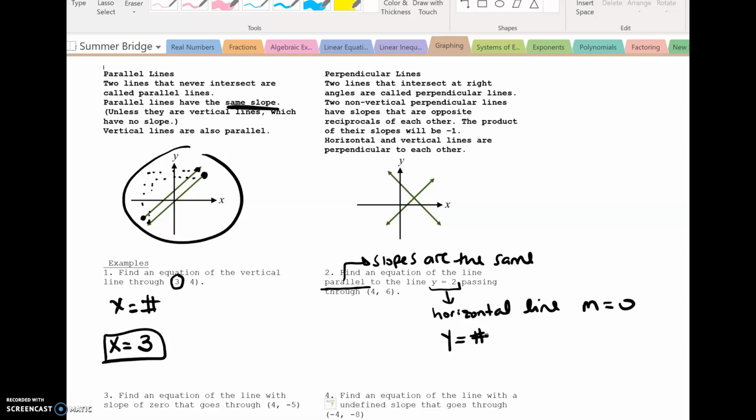Now that we have that, we're going to take a look at the point that it's supposed to go through. The point that it's supposed to go through is x is equal to 4, y is equal to 6. And I need a y equals another number, which means I'm going to use y equals 6 as my other equation of the line that's parallel to y is equal to 2, because all horizontal lines are parallel to one another.